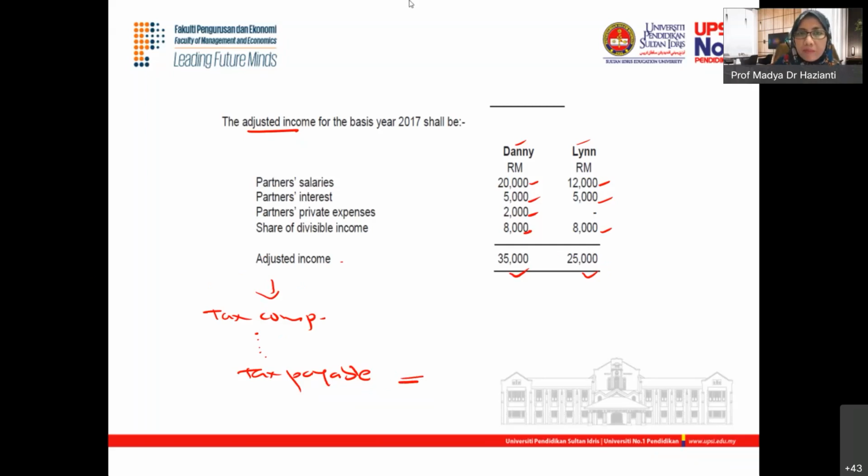Boleh faham? Boleh tak? You just have to understand the computation dia. Nanti last kali nanti akan ada soalan, ada satu lagi soalan that you can try.